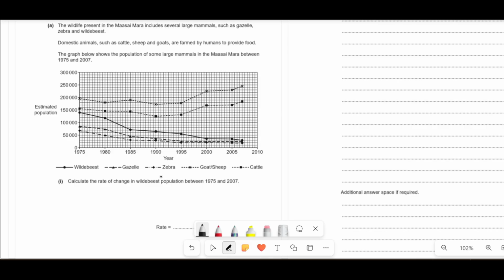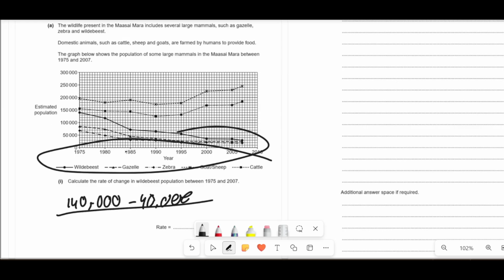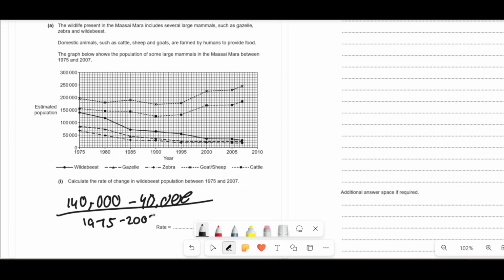Then it says calculate the rate of change in the wildebeest population between 1975 and 2007. So the numbers that we're going to need are the change in them. If we're looking at wildebeest, it would be 40,000 minus 40,000. And if it's a rate of change, what that means is how this changes with this. So it's the change in this over the change in that. So it's time. We need to figure out how many years it's been between 1975 minus 2007. If you do that, you should get 110.